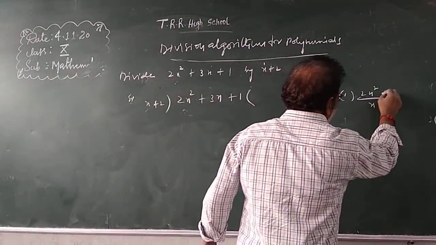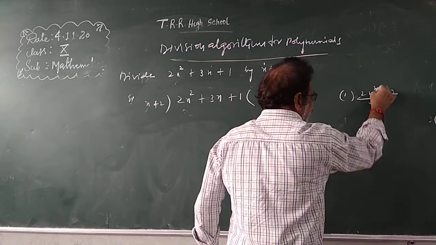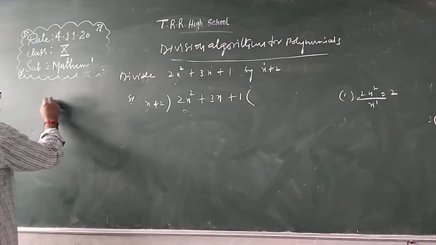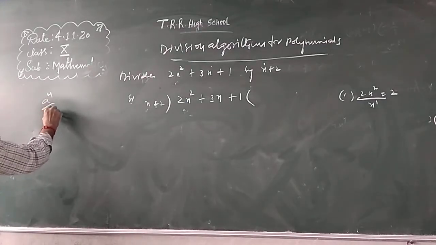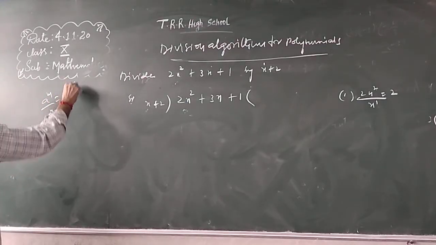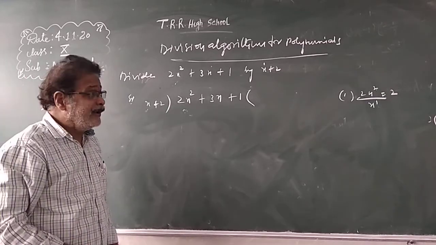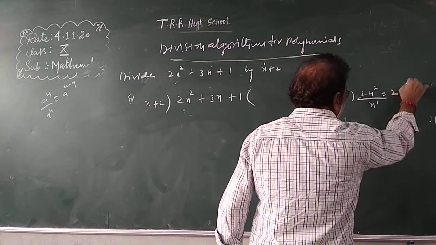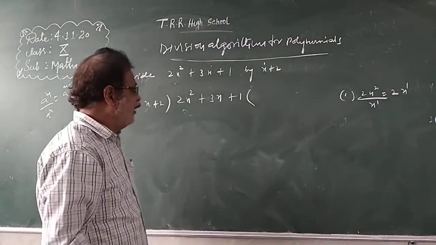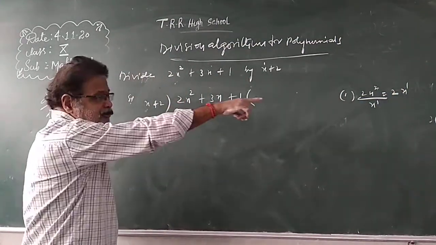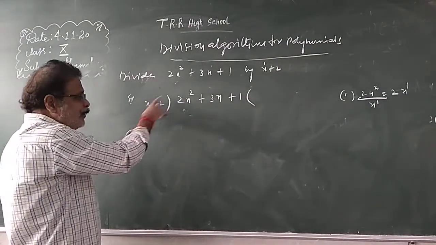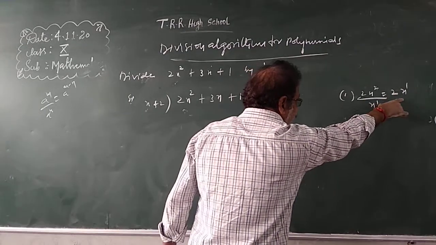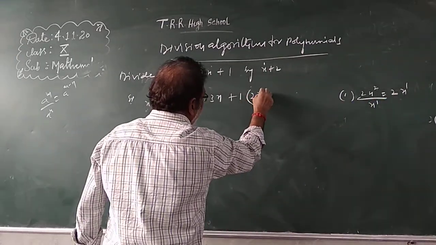We know that a to the power of m by a to the power of n is equal to a to the power of m minus n. So x square by x is x to the power 2 minus 1, which is x. How many times does x go into 2x square? 2x times. So the quotient is 2x.